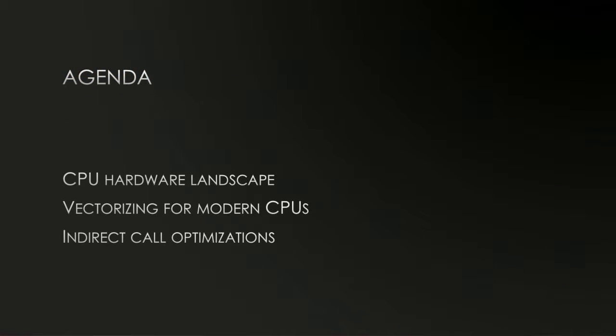So I want to talk initially about what modern processors actually are and how we can eke more performance out of it from the compiler's point of view. And then I want to give two optimizations that sort of take advantage of that kind of stuff. One's the vectorizer and one's this indirect call optimization thing. So let's just get right into it.